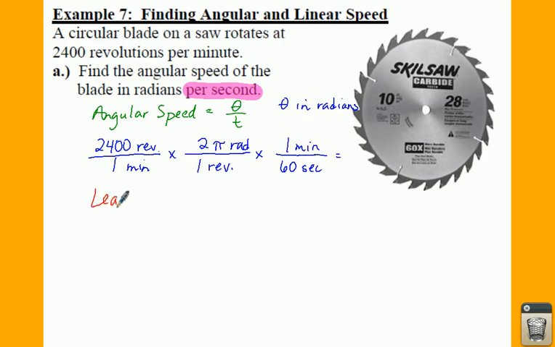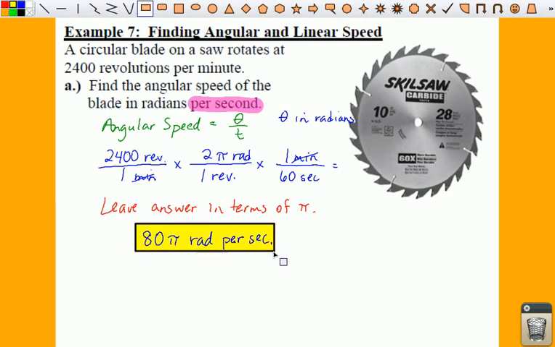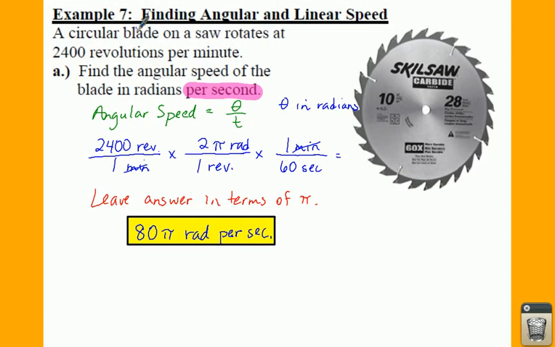In this answer, angular speed, we're going to leave it in radians, in terms of pi. Really I don't care if you leave it in terms of pi or turn it into a decimal, but in this case we're going to leave it in terms of pi. That gives you an angular speed of 80 pi radians per second, because your minutes are going to cancel. That's what's going to be your answer here. So that's part A.